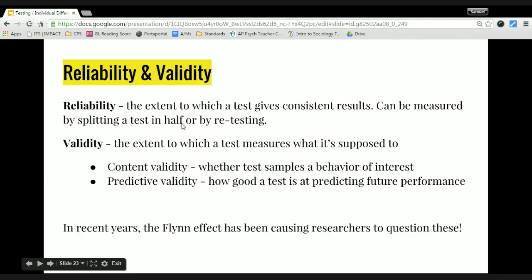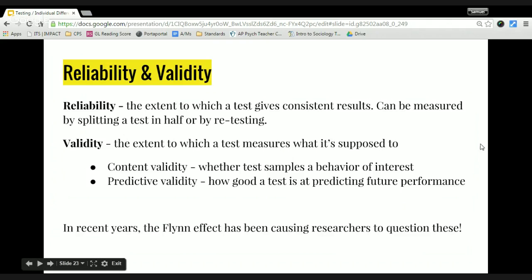You can split a test in half. This is called split half reliability. You compare half A and half B, and if they give you the same score roughly, then that test has split half reliability. You can also retest, like in the example I just gave. So I take a test and then I take it again a week later, and if my score is the same, that test seems to have retest reliability.